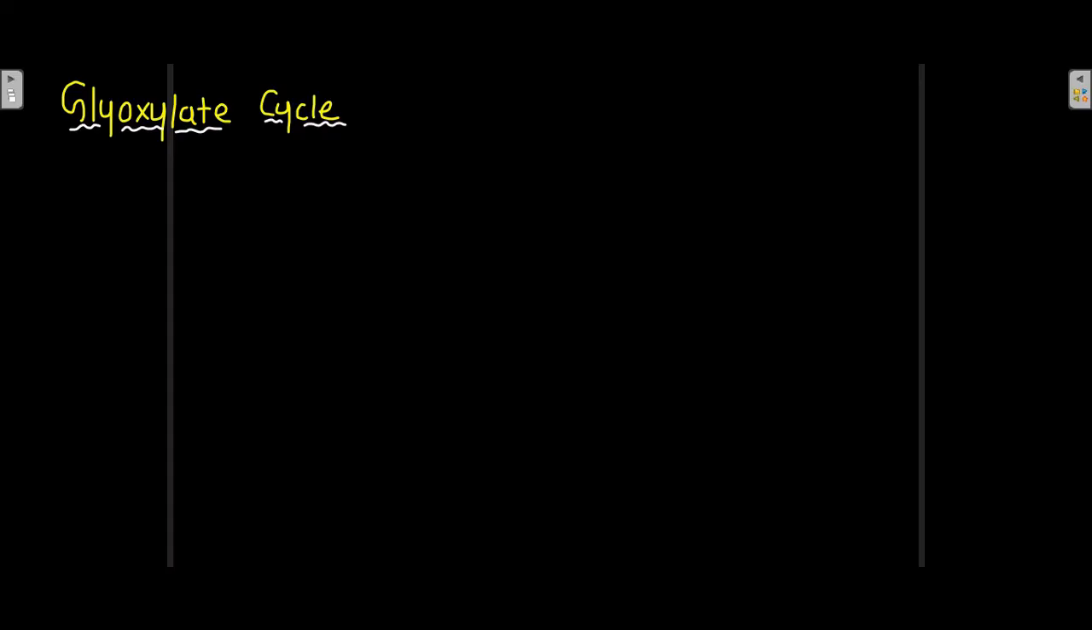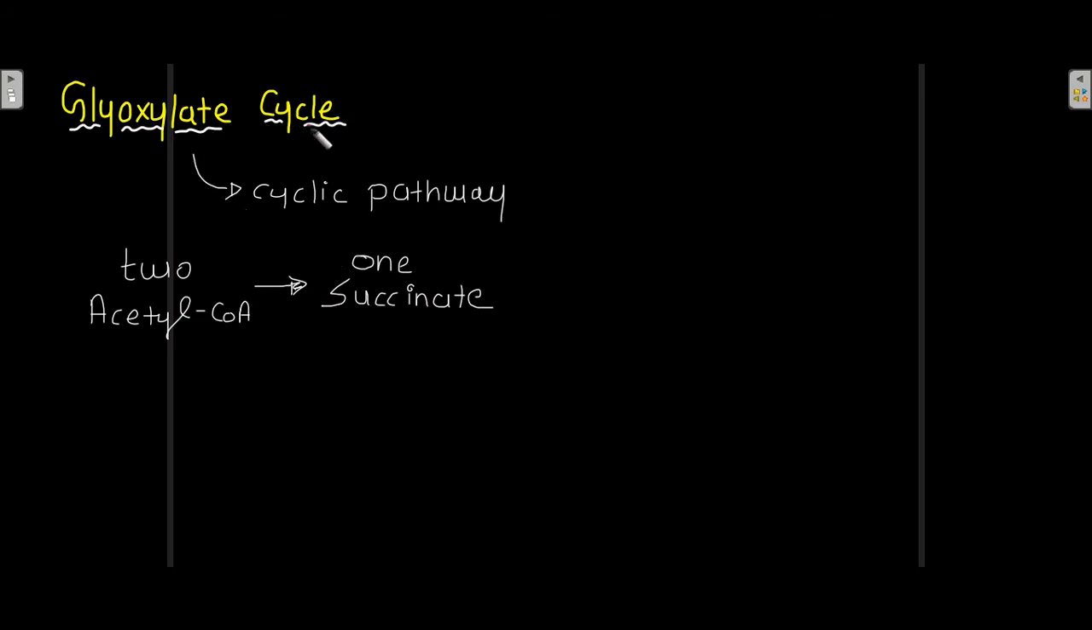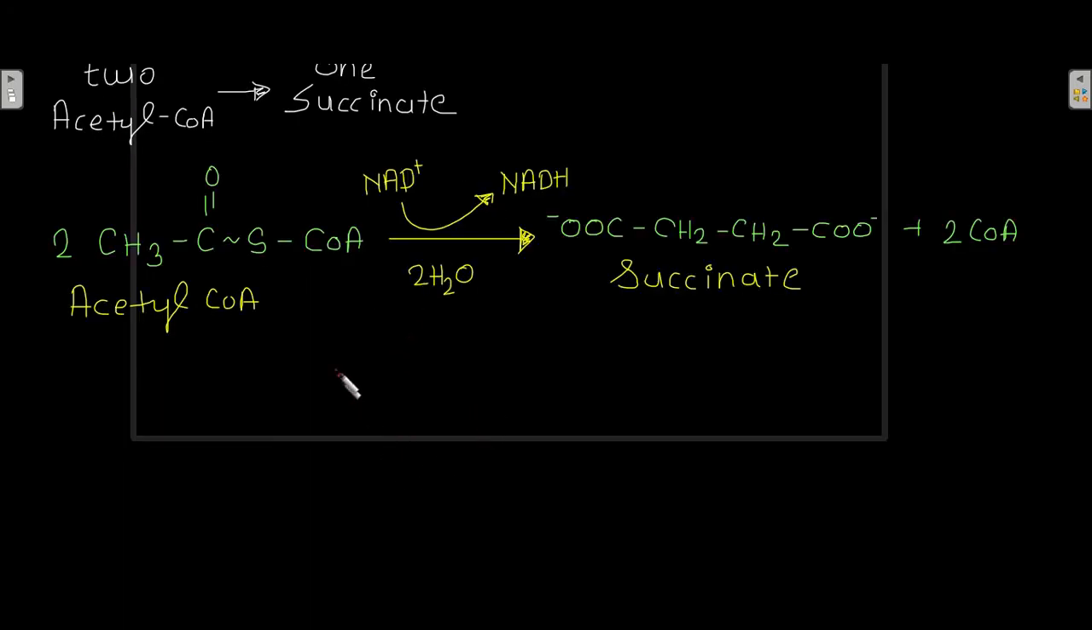Glyoxylate cycle. Now this glyoxylate cycle is a cyclic pathway that converts two acetyl coenzyme A molecules into one succinate molecule. Okay, in the glyoxylate cycle, two molecules of acetyl coenzyme A are converted into one molecule of succinate. So this is how the reaction looks.